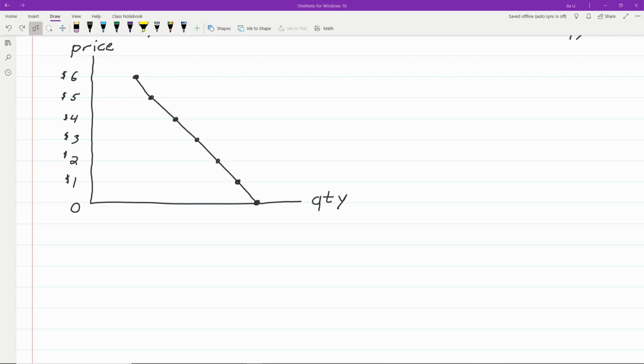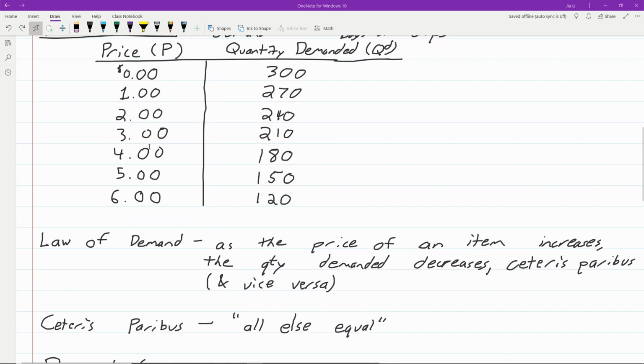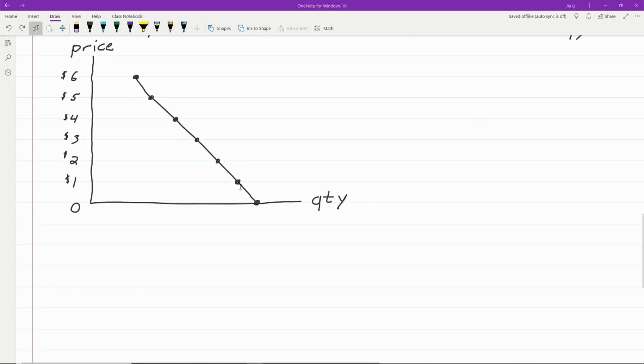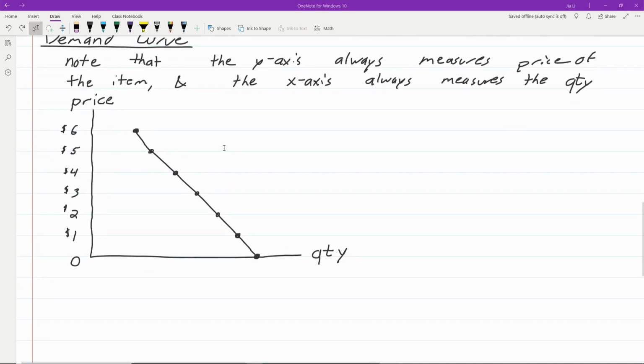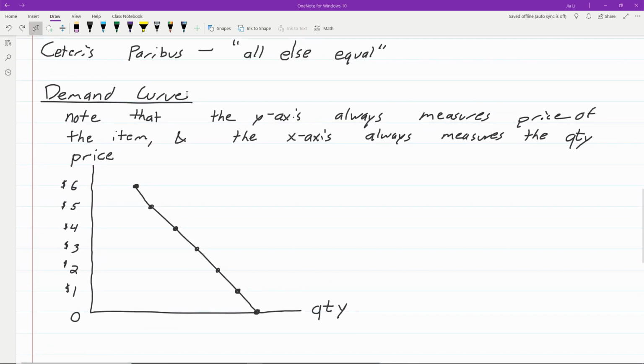Kind of the last thing I want to note with regards to the demand curve is that here I have assumed that the relationship between quantity demanded and price is a linear relationship. That is, it's just a straight line, right? But note that's not necessarily the case. The reason why it's actually called a demand curve and not a demand line, for example, is because in most cases, the relationship between the price of the item and the quantity demanded of the item won't necessarily be linear. There could be a curve to it, right?